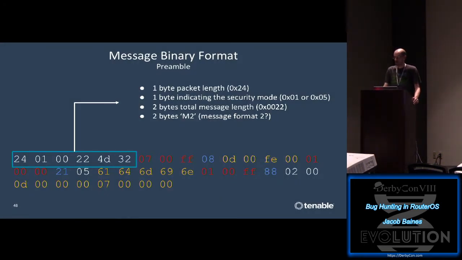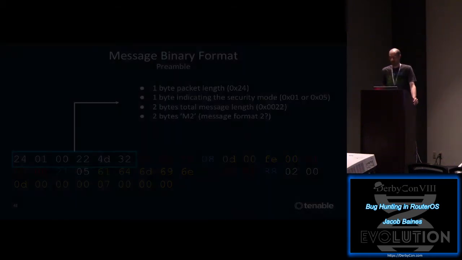Now, unlike the JSON version, which relies on delimiters, the binary version needs length fields. So every message starts off with a 1 byte packet length, a security mode flag, 2 bytes of total message length, and then the magic M2. All that is finally followed by the actual message data. Note that the data in this slide is as it appears on the wire, as in I copied and pasted it straight from Wireshark. So we'll be flipping some of the fields when we talk about how they're actually constructed.